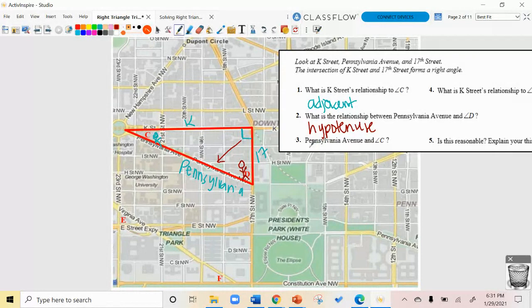What about Pennsylvania Avenue with C? Now I've gone back over here, or maybe I'm here and my friend is here. Well, Pennsylvania is still the hypotenuse. That doesn't change. Hypotenuse doesn't depend on perspective. That was something we talked about at the end of first semester last week. That depends on, where is my right angle?